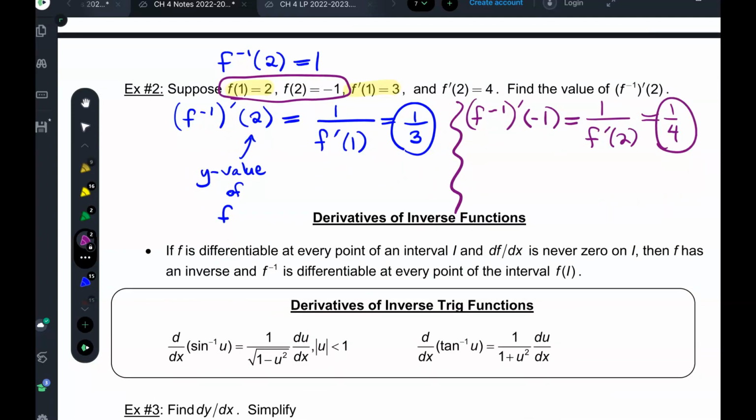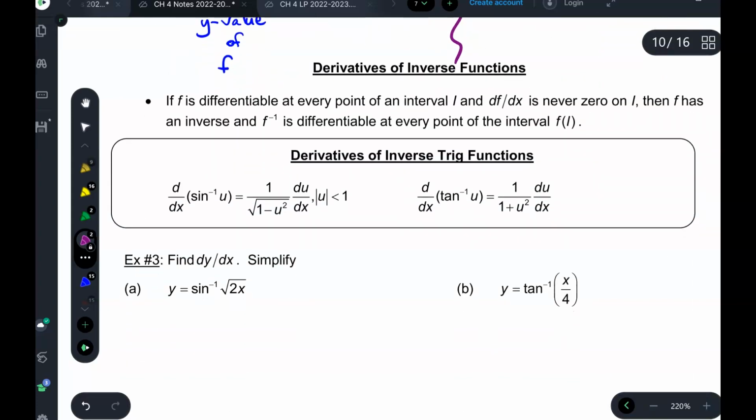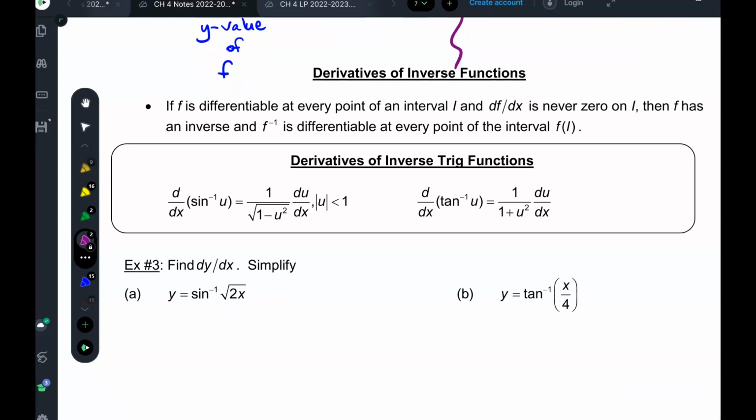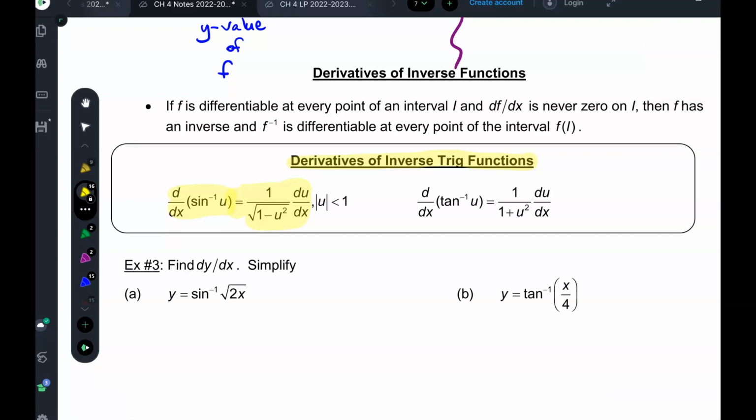Derivatives of inverse trig functions are actually easier. You just need to know the formulas. There's only a few you need to know: sine inverse, cosine inverse and secant inverse. The formulas are a little tricky, but if you just memorize them, it's not hard at all. Sine inverse of u has derivative 1 over the square root of 1 minus u squared.